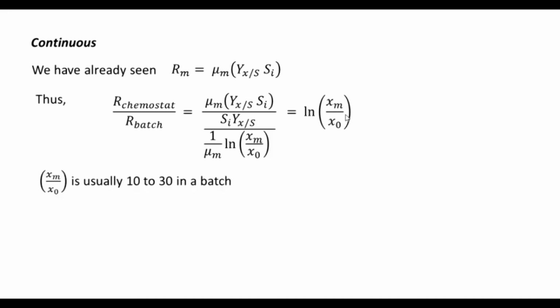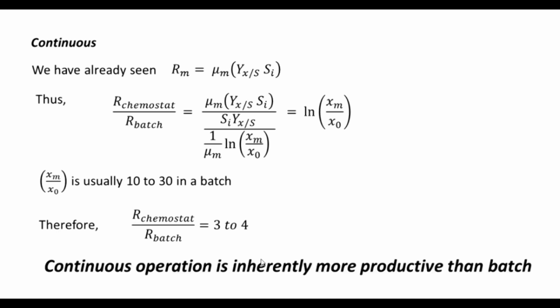Typically, in a batch situation, you have the maximum cell concentration being about 10 to 30 fold the initial cell concentration. That's what usually happens in a batch. Therefore, the log of this range of values of xm by x naught would be 3 to 4. Therefore, the ratio of the maximum productivities of a chemostat to that of a batch is 3 to 4. And what does this say? Inherently, the chemostat is 3 to 4 times more productive than a batch reactor, right?